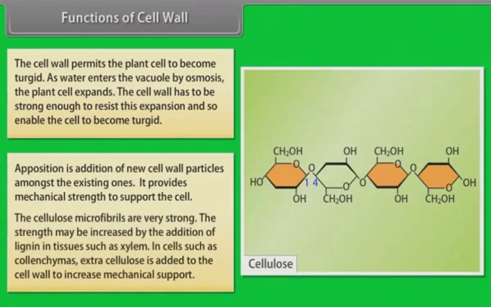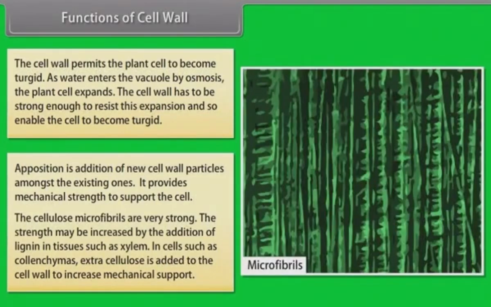The cellulose microfibrils are very strong. The strength may be increased by the addition of lignin in tissues such as xylem. In cells such as collenchyma, extra cellulose is added to the cell wall to increase mechanical support.